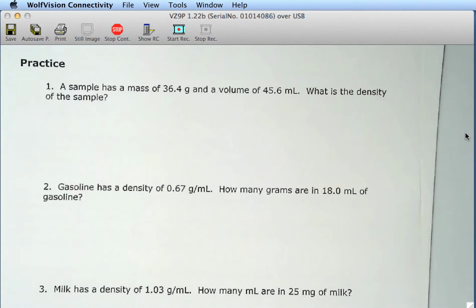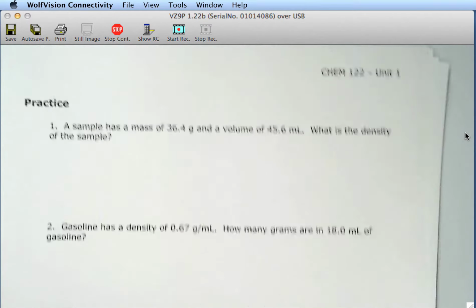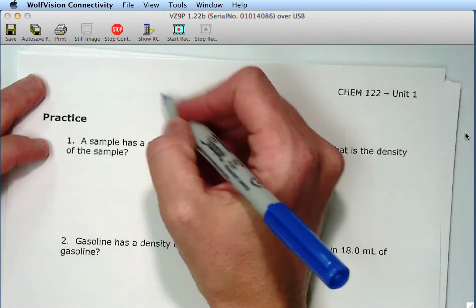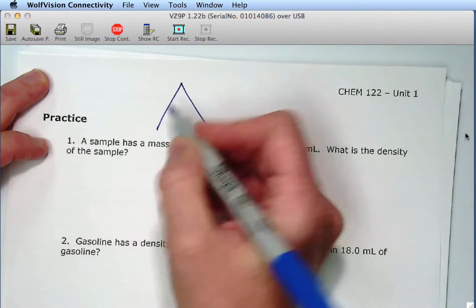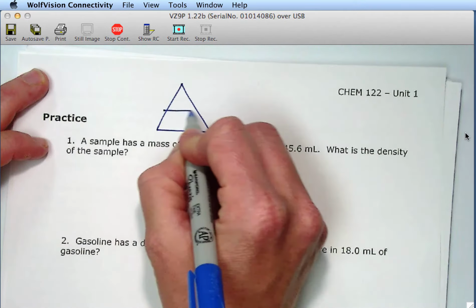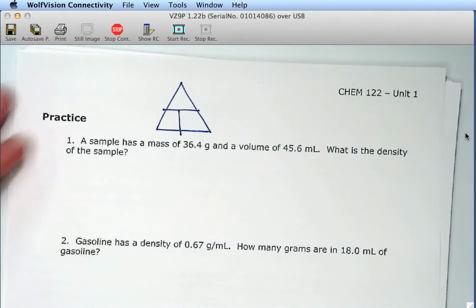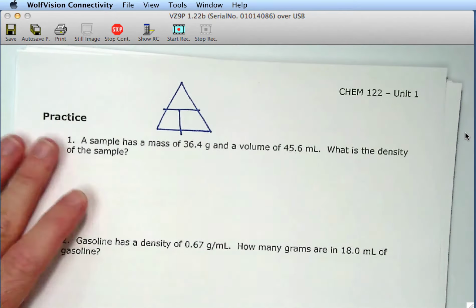So one thing that students have found helpful with density is this density triangle. I don't know if you've seen this. This triangle is wonderful as long as you set it up correctly. I've had students who are so excited about the triangle and then they say, oh, I filled it in wrong. If you fill it in wrong, you get everything wrong about density. So remember that density is mass over volume.